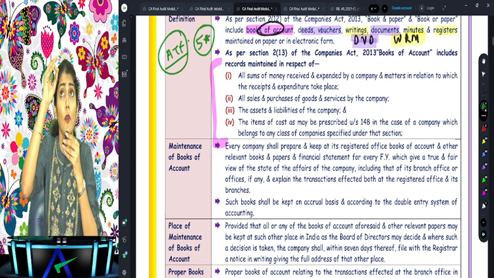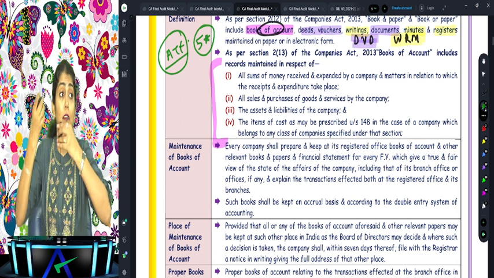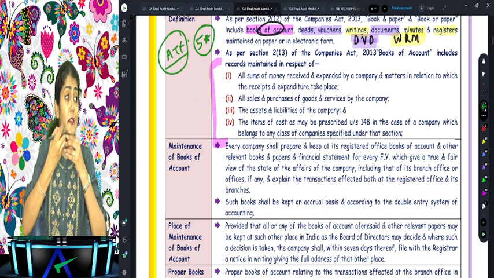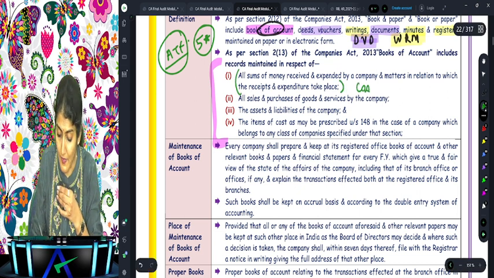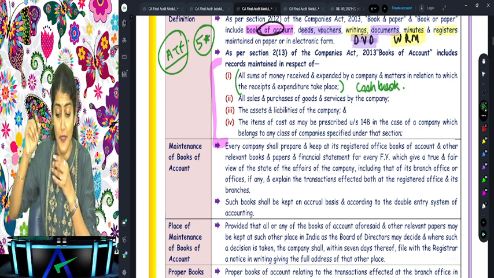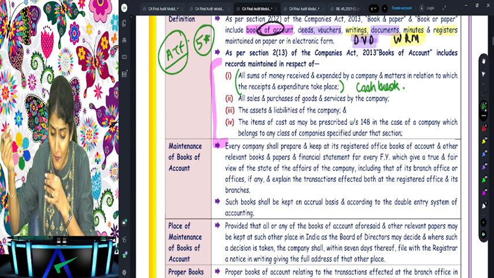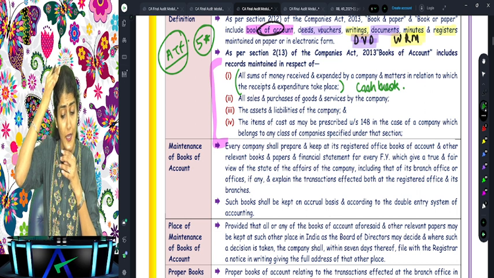So one, it says all sums of money received and expended by the company or matters in respect of which the income and expenditure take place. Simple language, it means the cash book. But in the exam, can I write cash book? No, I have to write down this wording: all sums of money received and expended by the company and matters in respect of which the receipts and expenditure take place. But in my mind, what can I keep?